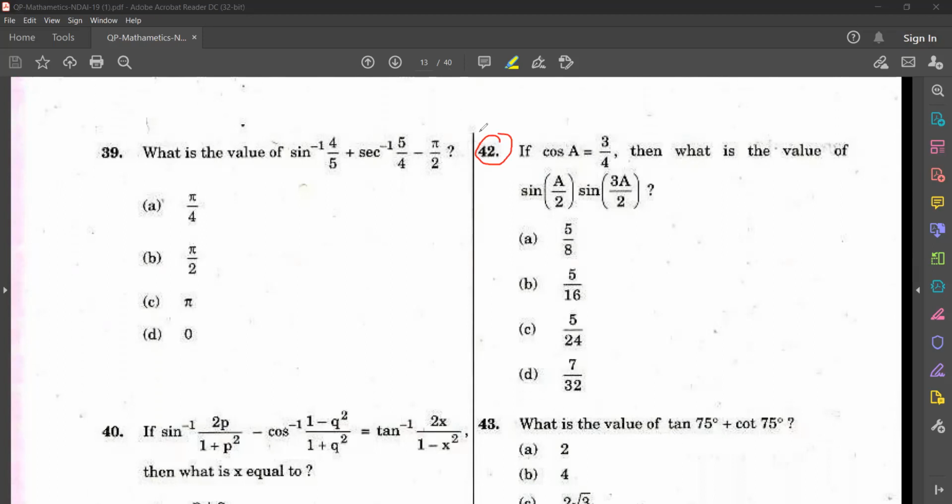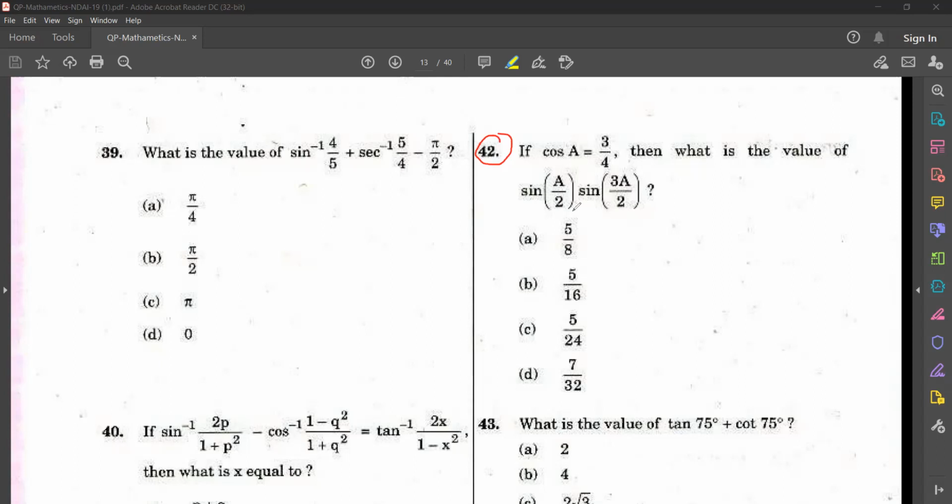Do this and comment the answers also. Think what you can do if you are asked A by 2, 3A by 2, etc., when you are given cos A. Okay, have you got the answer? Okay, I'll give you a hint.